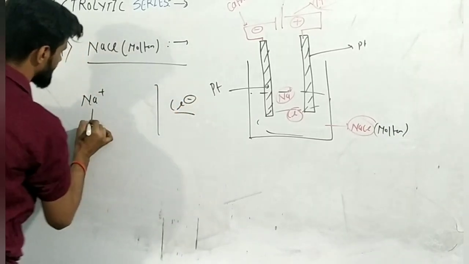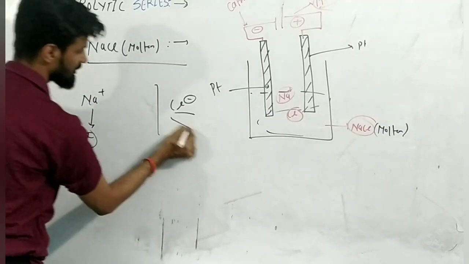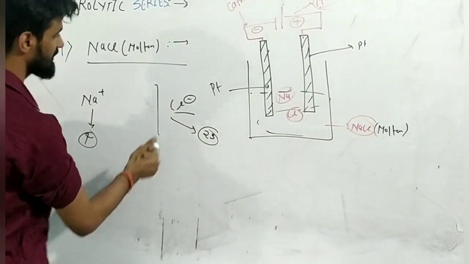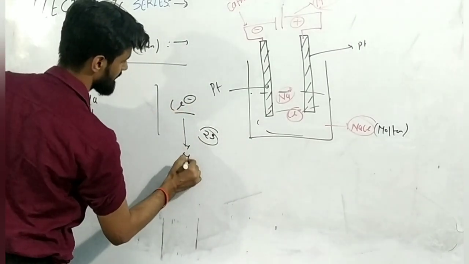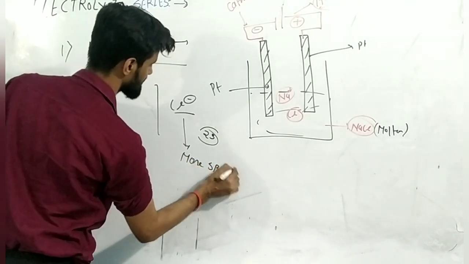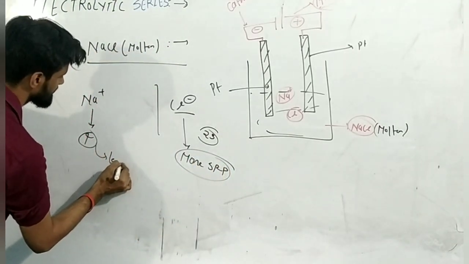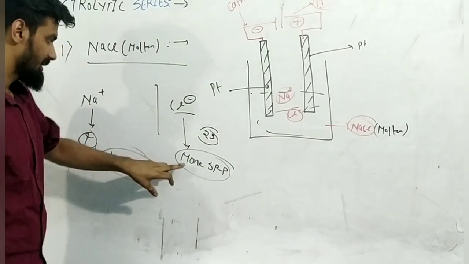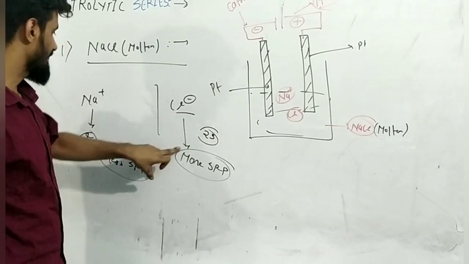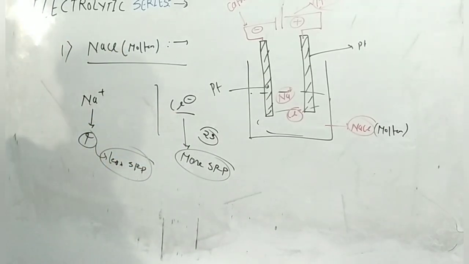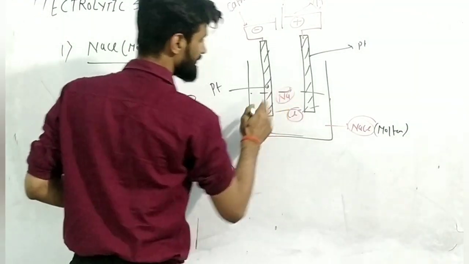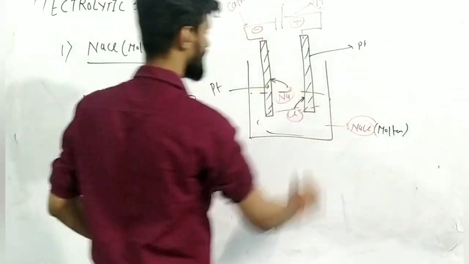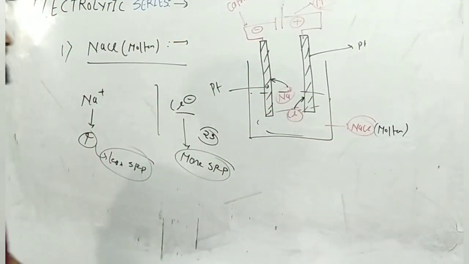If you see, sodium I think is written at number 4 and chlorine I have written at number 23. So chlorine, Cl-, has more SRP, more standard reduction potential, and Na+ has less standard reduction potential. So which will go for reduction? Understand one thing: sodium ion will go towards the negative terminal and chloride will go towards the positive terminal. Okay. Chloride will go towards the positive terminal.